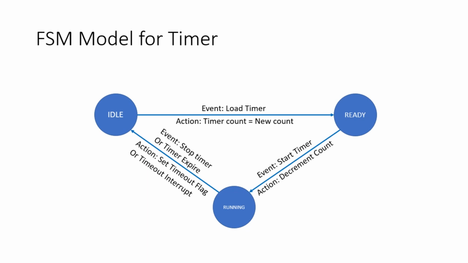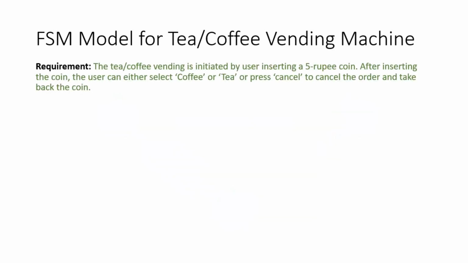So let us try to understand this FSM model by taking more examples. That will help you to understand the FSM model extensively. So the next example for an FSM model is a tea or coffee vending machine. The requirement here is that tea or coffee vending is initiated by the user inserting a 5 rupee coin.